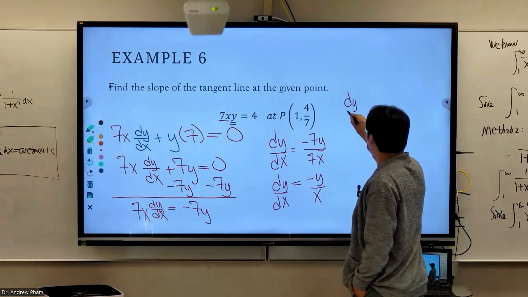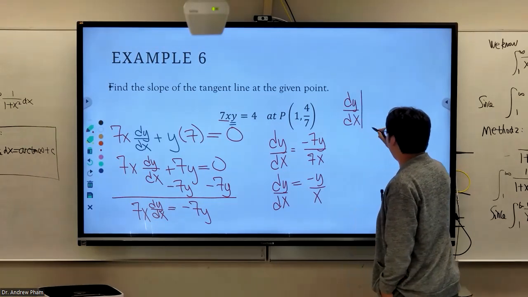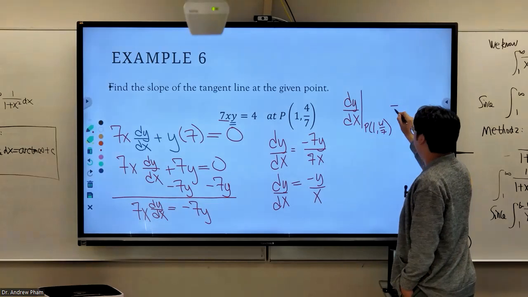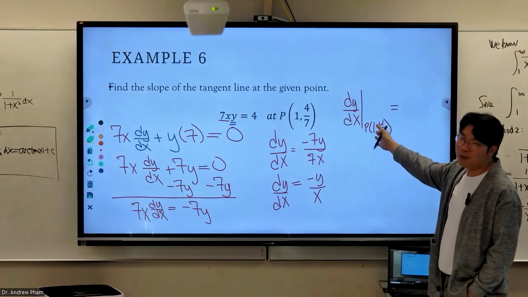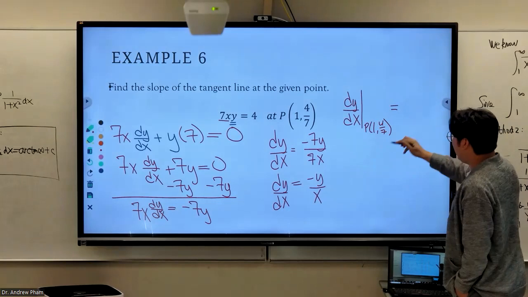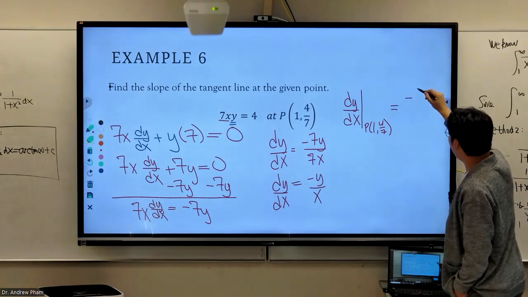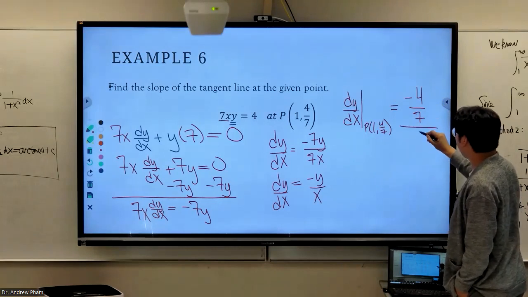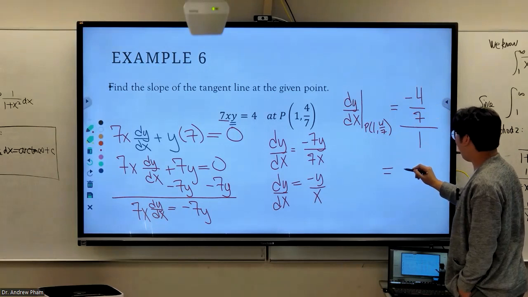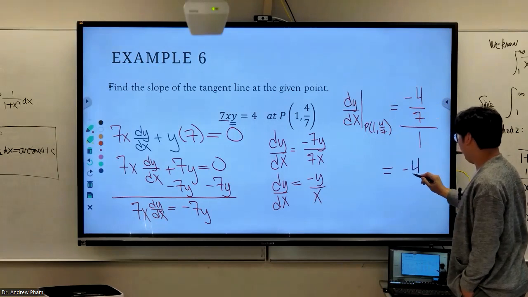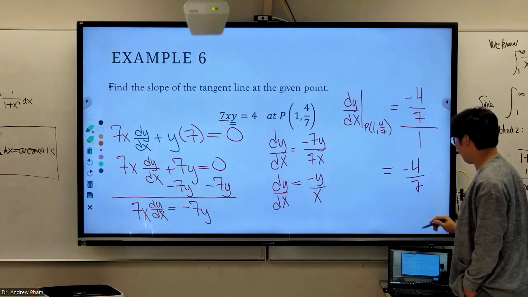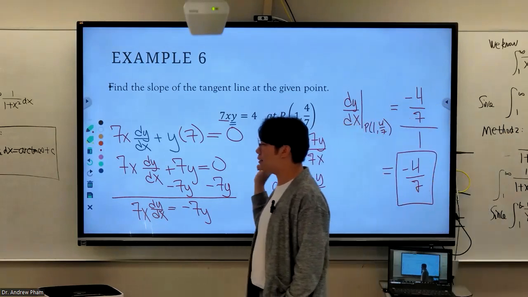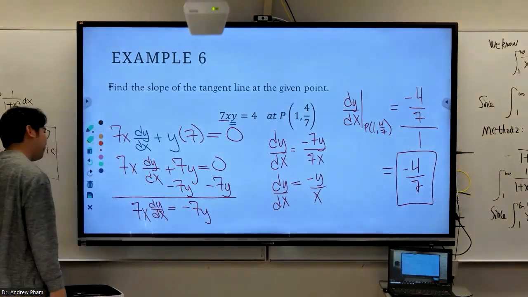So the slope, if I want to use formal notation, is the derivative at the point (1, 4/7). This is just a fancy way of writing that I'm plugging in the point for the derivative. Let's see, we have negative y divided by x. Well, x is 1. So negative 4/7 divided by 1, we have negative 4 over 7. That gives me the slope here.